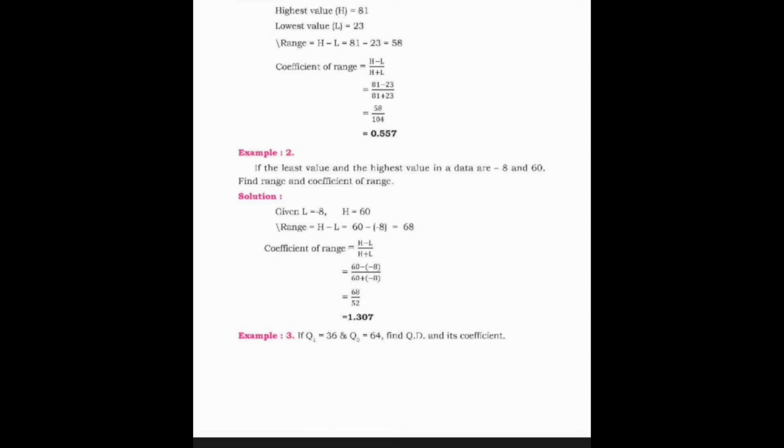Then sometimes they give example 2: if the least value and the highest value in the data are minus 8 and 60. Here the lowest value is minus 8 and the highest value is 60. Then range is equal to H minus L; minus and minus becomes a plus, that's why 60 plus 8 is equal to 68. Then for the coefficient of range, you just substitute the values: 68 divided by 52, that is 60 minus 8, divided by 52.